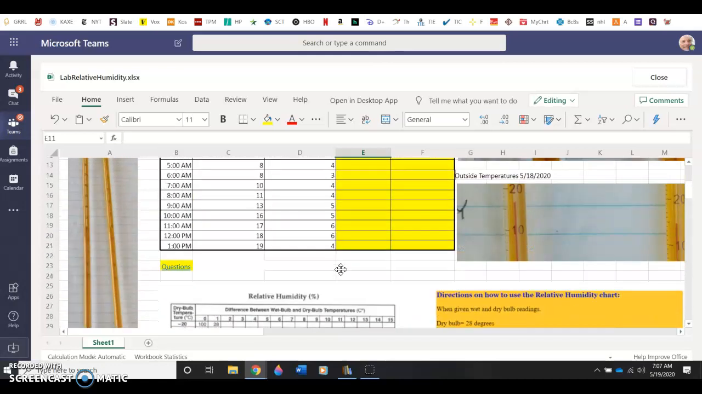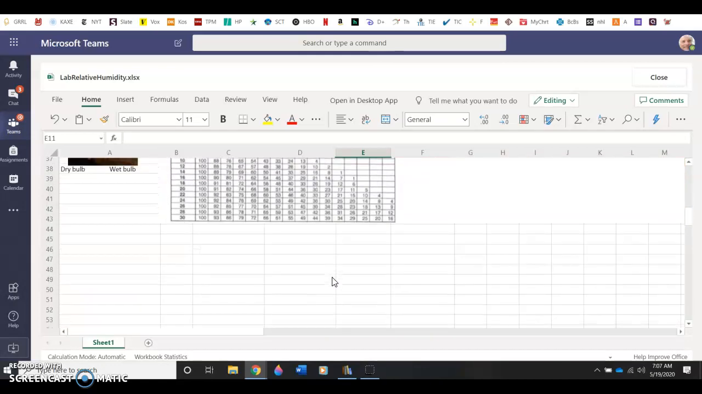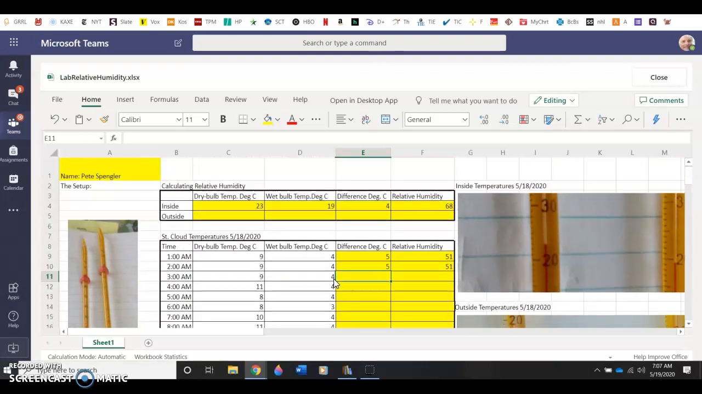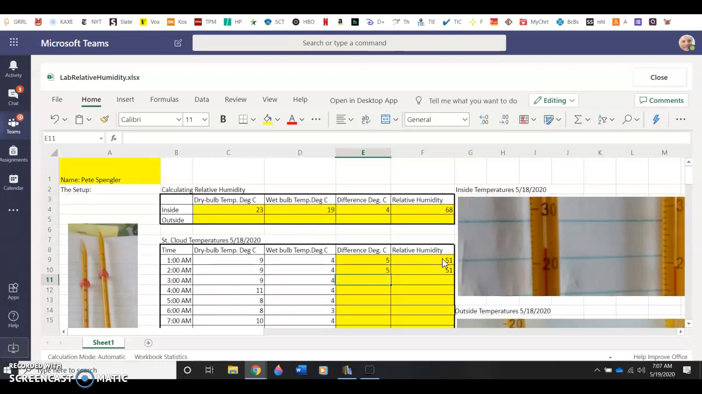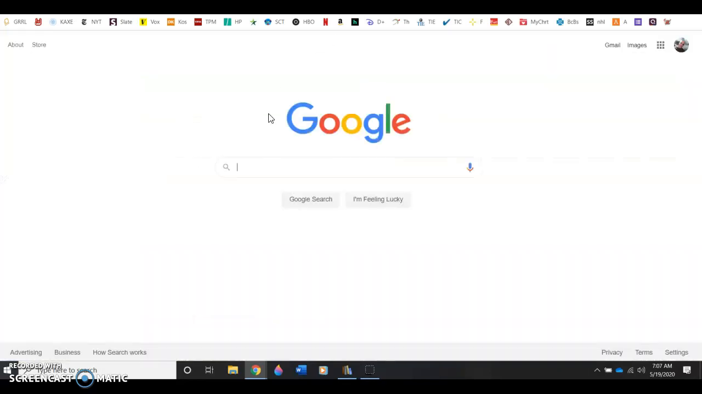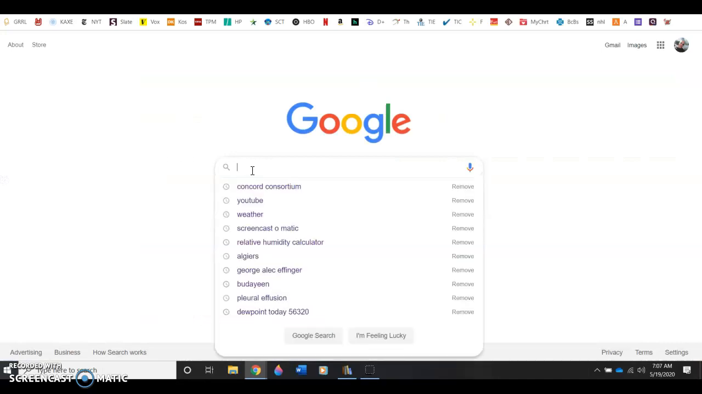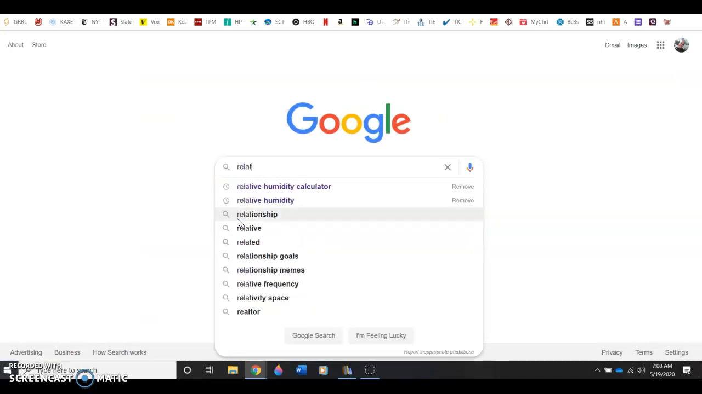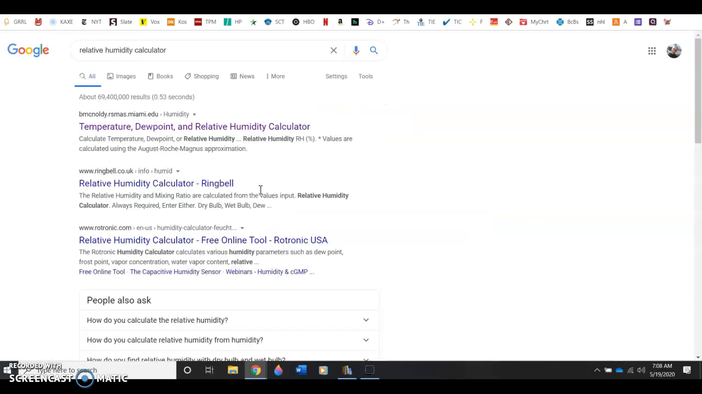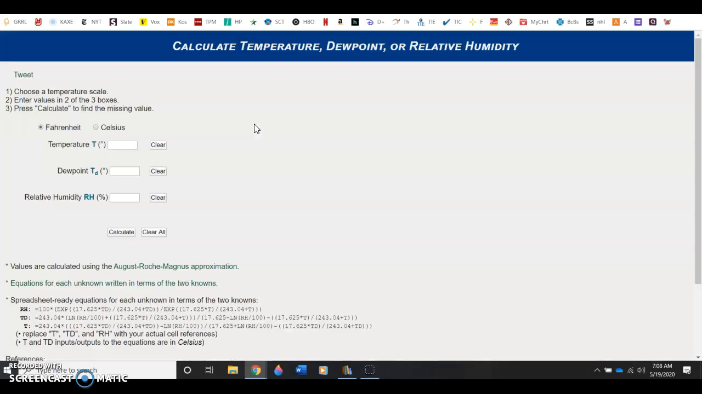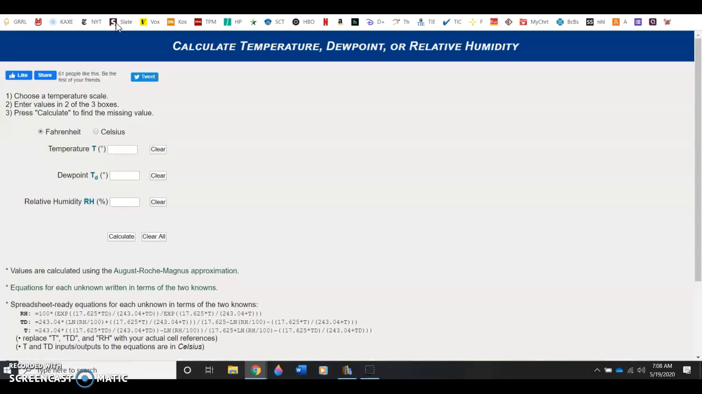So what we can do instead is we can go to, shoot, I had a link here. Oh, no, that's not it. Oh, darn. If you just do a search, relative humidity calculator, and it'll give you a site where you can punch this in. So you can check this or just do the same search I just did.